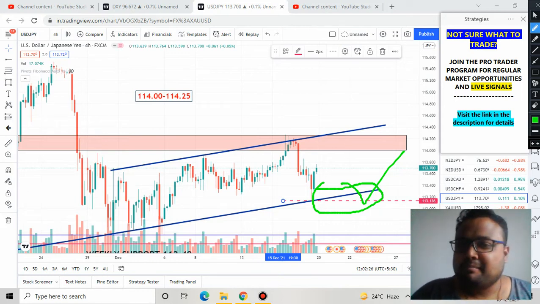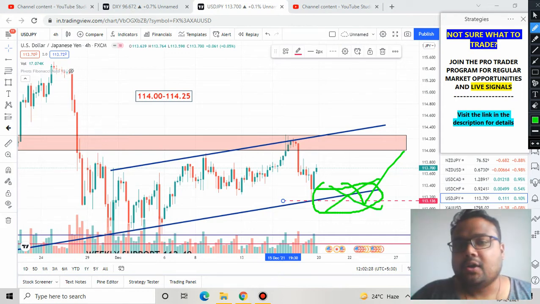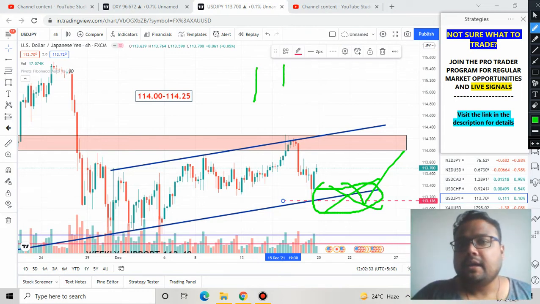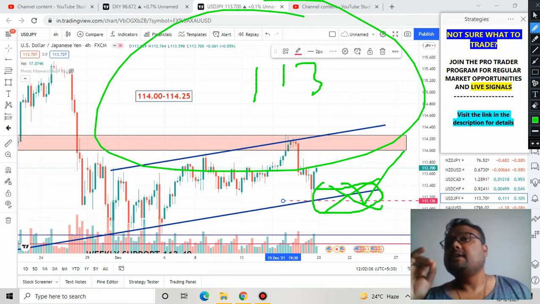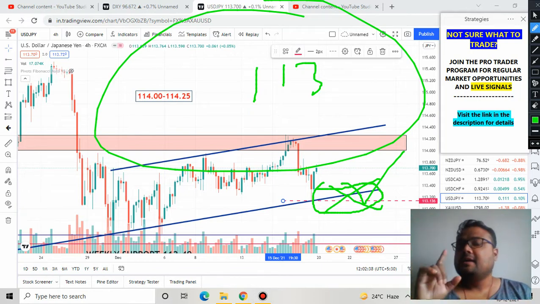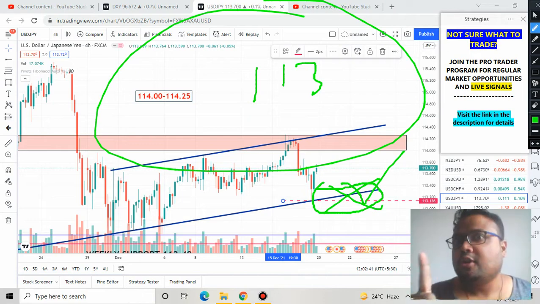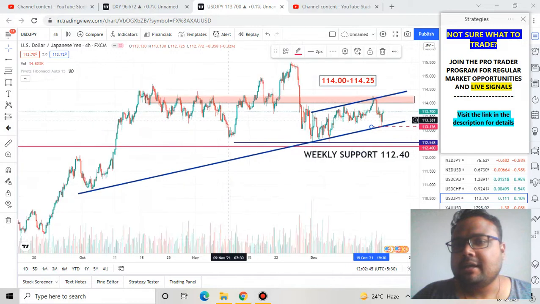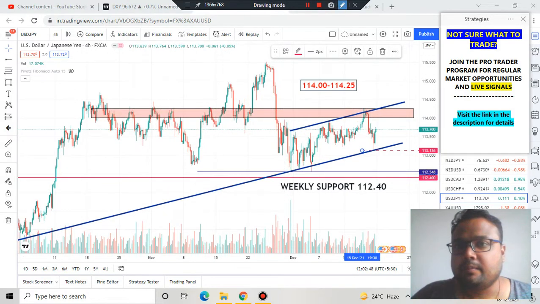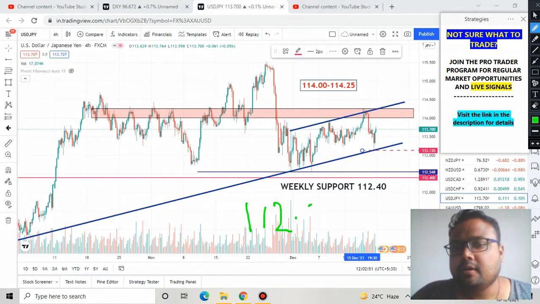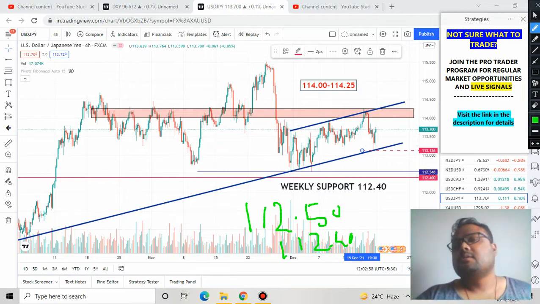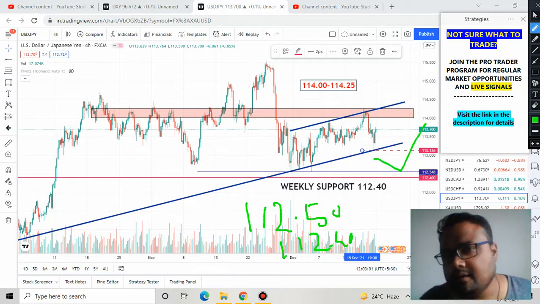then obviously the market will be going down and we cannot rely on these levels. But yes, you can take a sell position below 113 if there is heavy selling on the market. Keep in mind, heavy selling is required, volume is required. And the ultimate support is available at 112.50 to 112.40. If the market comes down to this particular level, there is a heavy chance of the market bouncing from here and we can take a buy position.